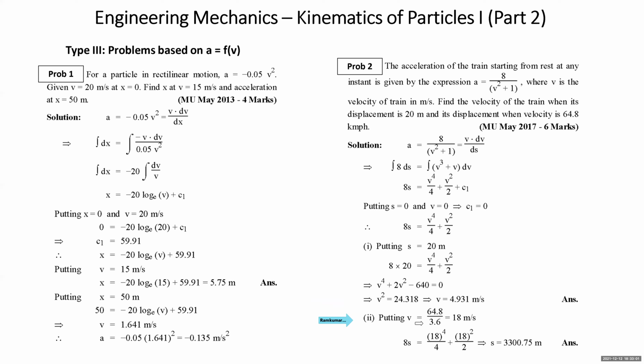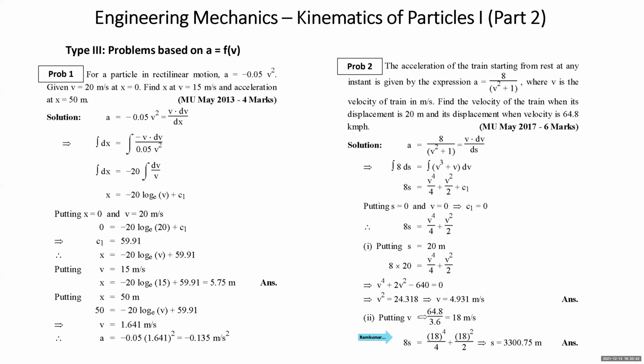In the second part, you have to put the value of v in meter per second. He has given it in kmph, so 64.8 upon 3.6, you get it in meter per second. Students, this conversion factor 3.6 is nothing but 18 upon 5, right? To convert kmph to meter per second, you have to divide by 3.6, and to convert meter per second into kmph, we multiply by 3.6. Then we substitute the value of v, and s is arrived at.